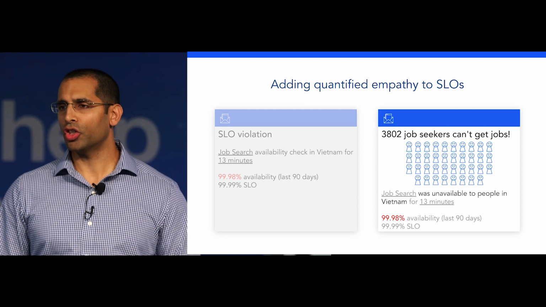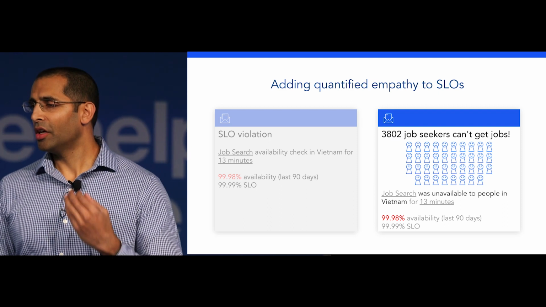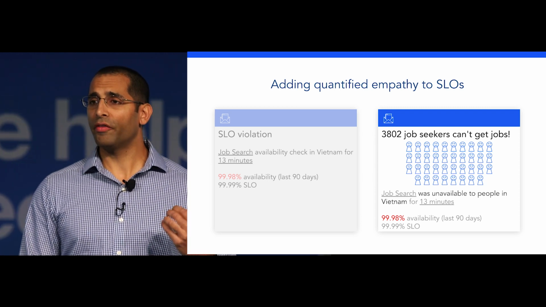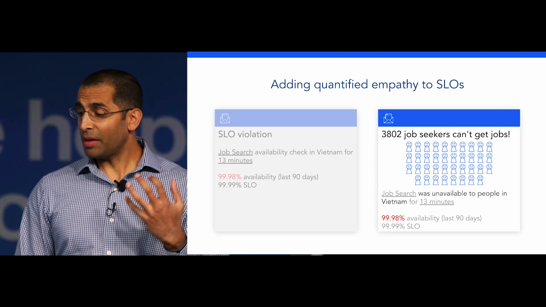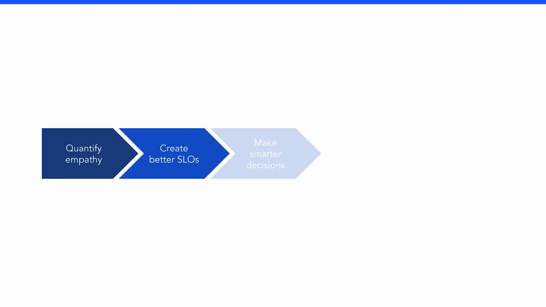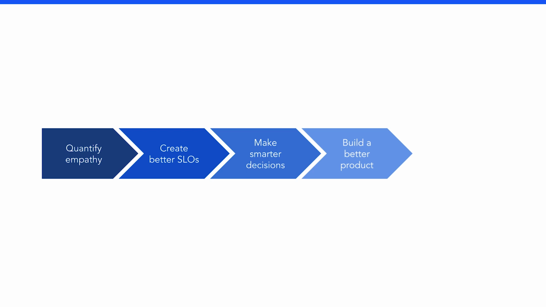3,802 job seekers can't get jobs. And you see all these sad faces representing the poor job seekers that are being disappointed. And you talk about how job search was unavailable, not to an availability check, but to people in Vietnam for 13 minutes. There are real people on the other end of this product, and you want to find some way to channel that empathy into your service level objectives. If you quantify empathy, then you will create better SLOs. And through that, you're going to make smarter decisions about how to work on your product and what to work on. From that, you will build a better product, and that's going to make your users happier.